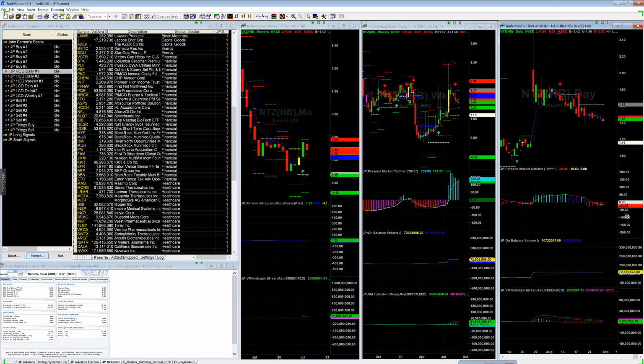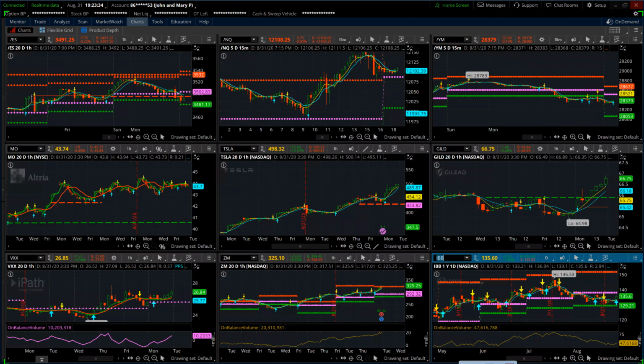Now, when I say run out of steam, there's a way to look at certain things in the marketplace about running out of steam. And for that, you can clearly see this little thing called J-Person Market Catcher. That's called the PMC indicator. I don't know if there are a lot of folks here from Thinkorswim, but this is my Thinkorswim account. And we have Person's Pivots. And since I don't have my volume indicator on Thinkorswim, we use on-balance volume in lieu of that.